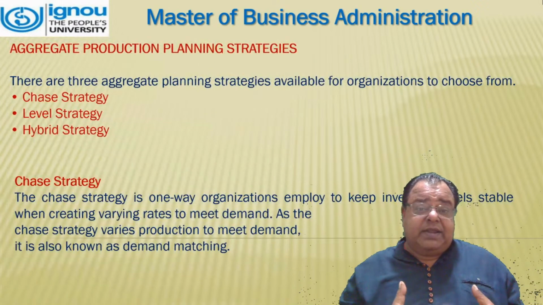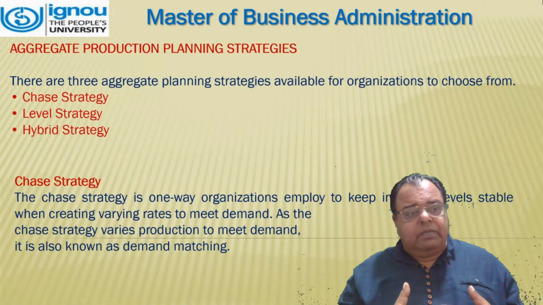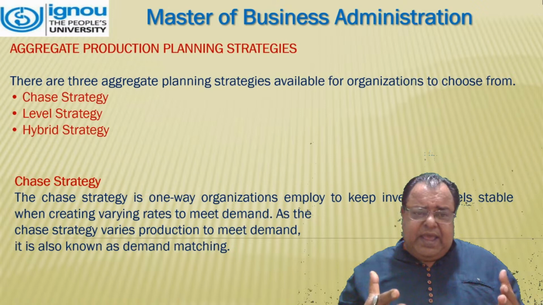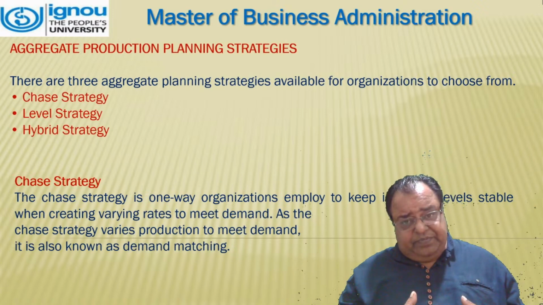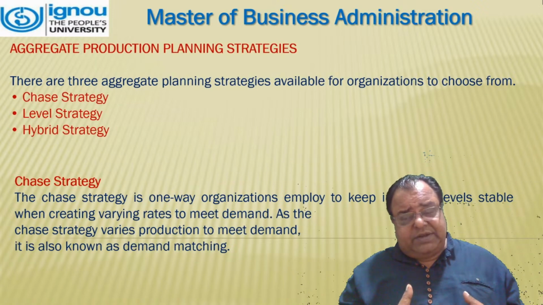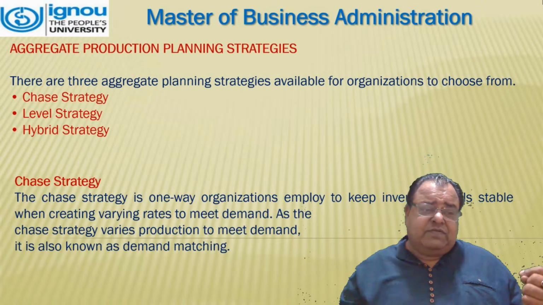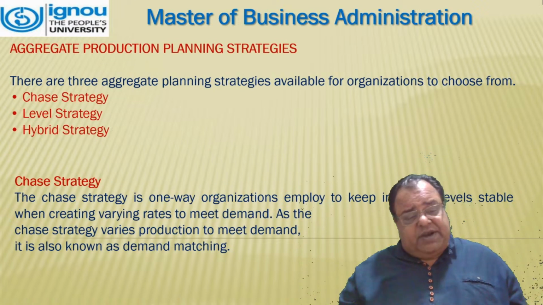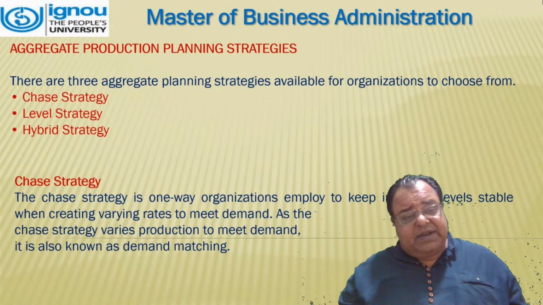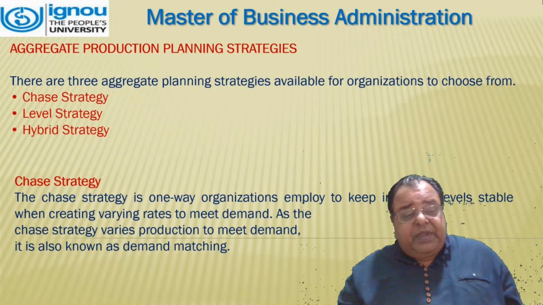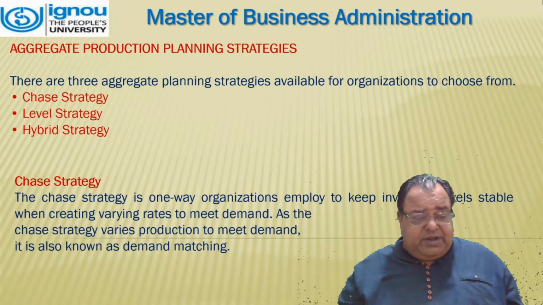Aggregate production planning strategies. There are three aggregate planning strategies available for organizations to choose from. The first one is chase strategy. The second one is level strategy. The third one is hybrid strategy. We will start with chase strategy.